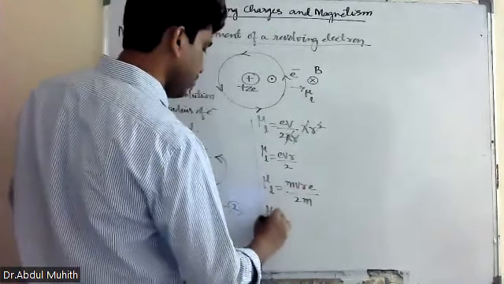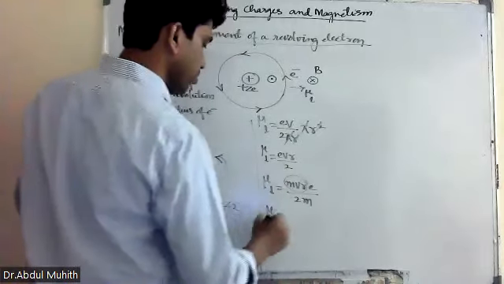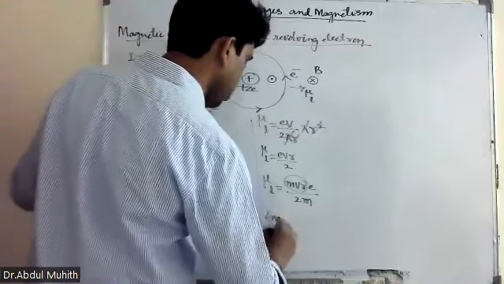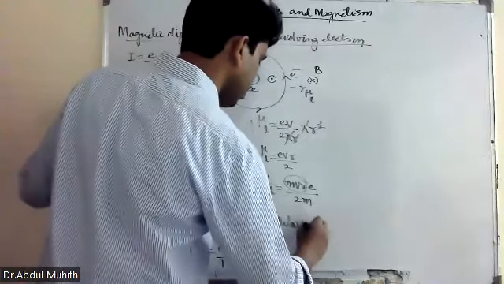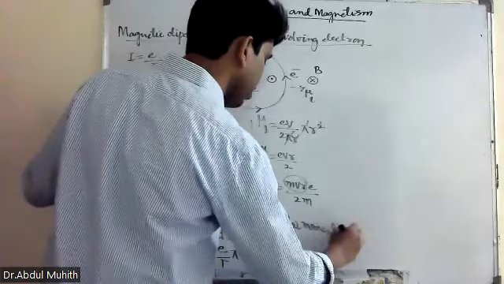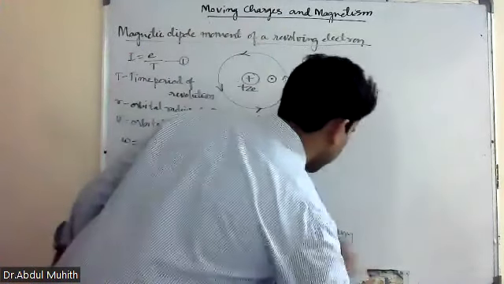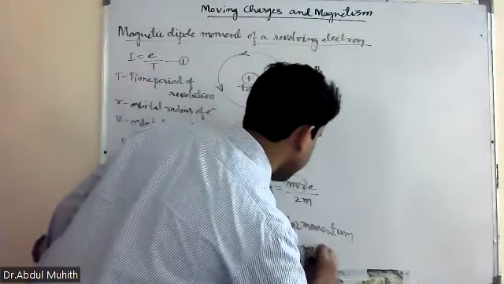So what is MVR? MVR is said to be the angular momentum. Moment of momentum is angular momentum. So angular momentum is given by L. So the formula is what? L is equal to MVR.